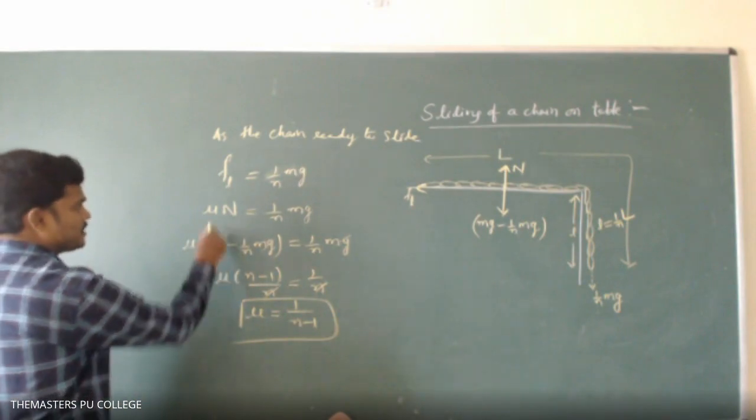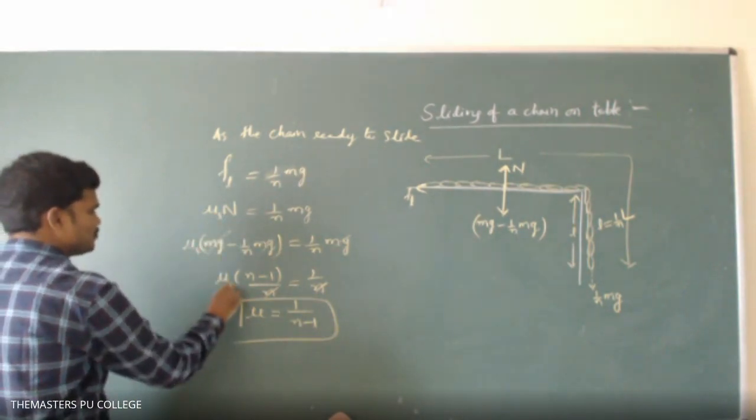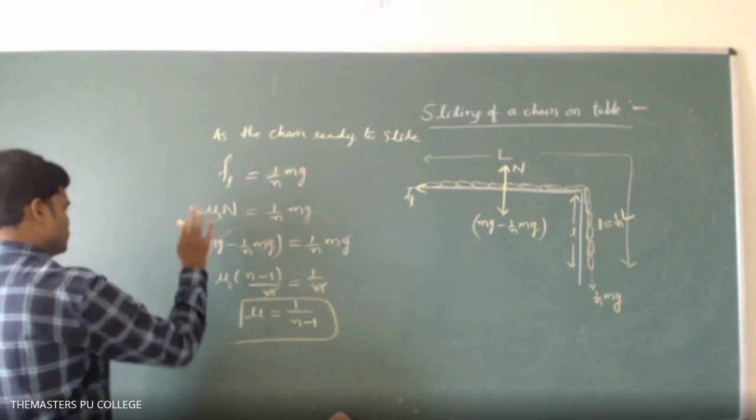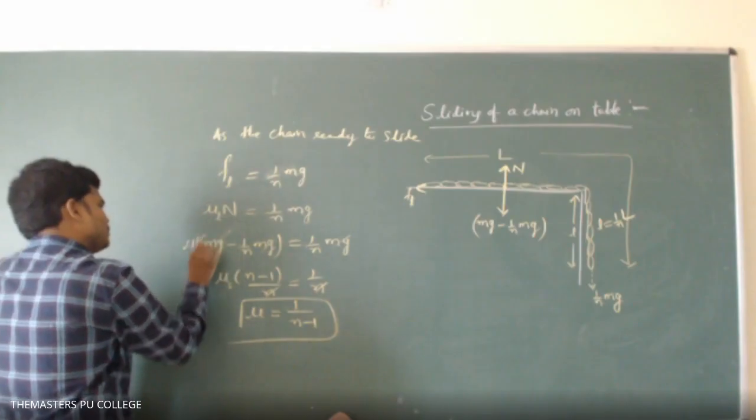This mu, shall I write mu s or mu L? Mu s, otherwise mu L. Tell me. Mu L, sir. Mu L, sir. Okay, no problem. Mu L, you write it. No problem.